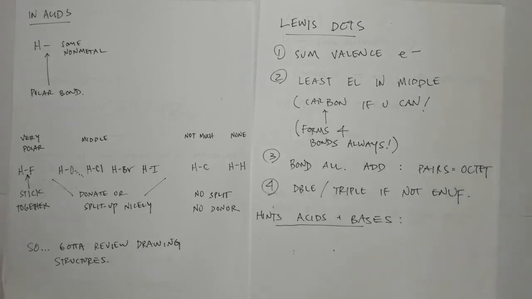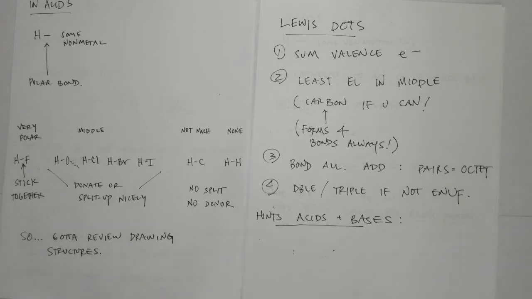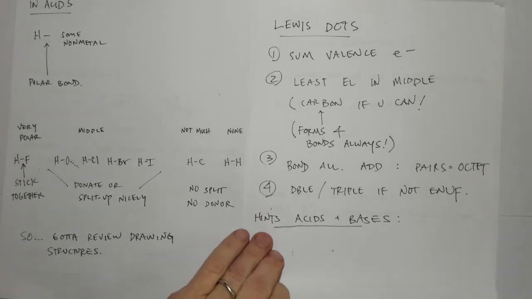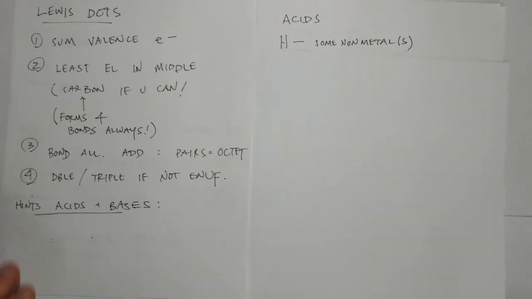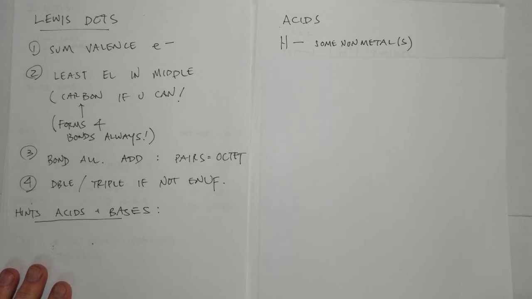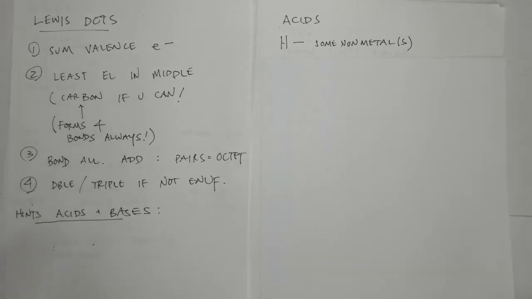And then here's some good hints on the next page for acids and bases. In this video cast, we'll just look at acids. The next one we'll look at bases. So like I said before, acids have a hydrogen, and they're connected to some nonmetal Z, depending on how many things are in the structure.